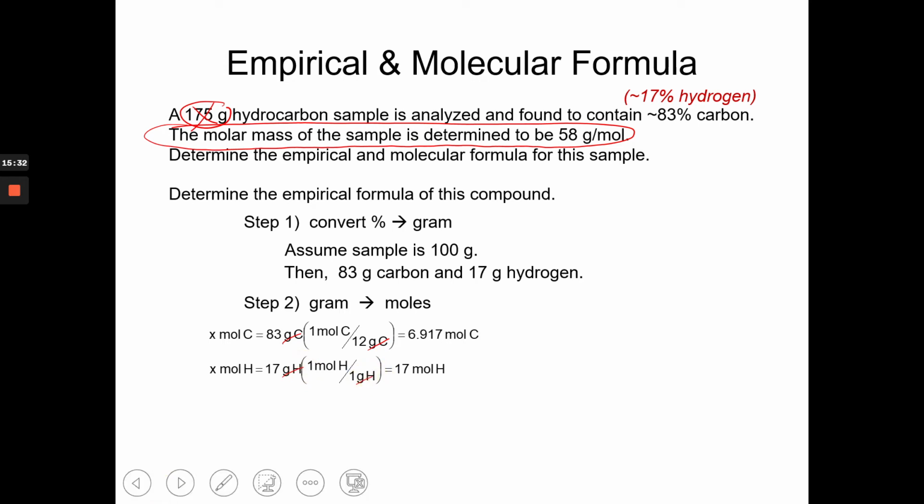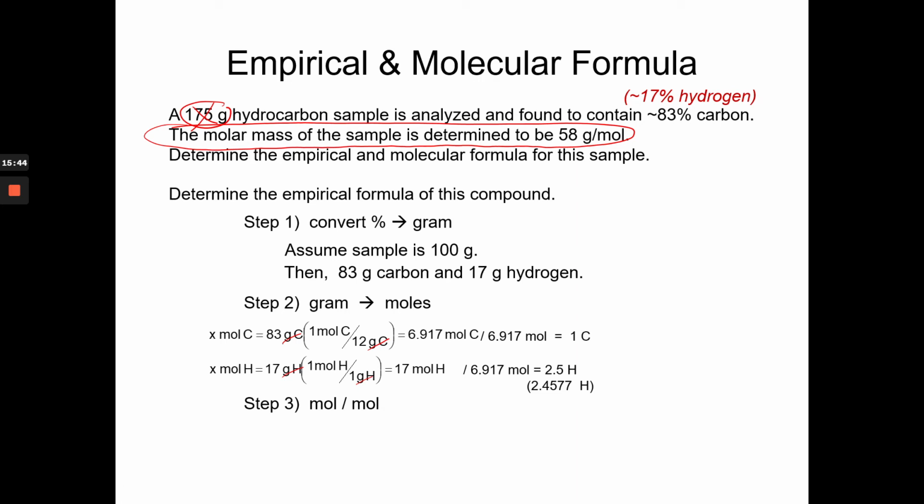Finally, divide each by the smaller number to get a whole number. So I'm going to divide them both by 6.917. And when I do that, it comes out different this time. I got 1 carbon, but on my calculator it says 2.4577. Well, what I'm here to tell you is you're not going to take and write CH 2.5.